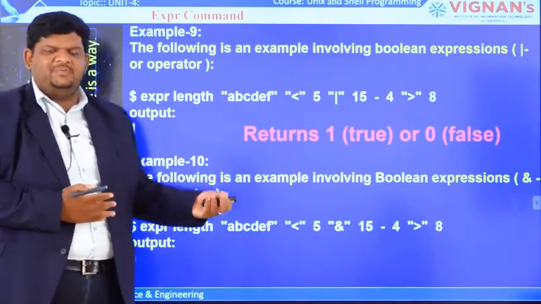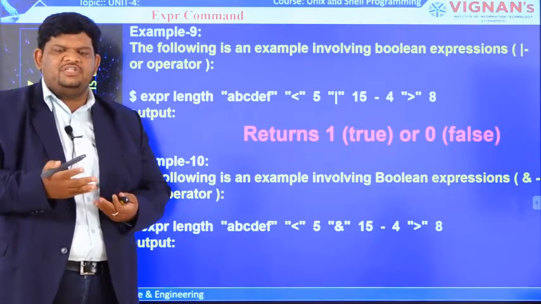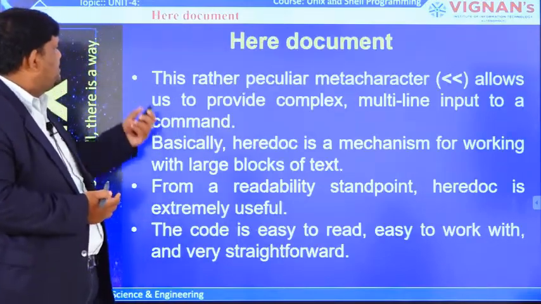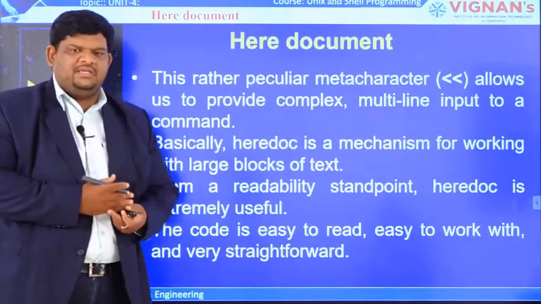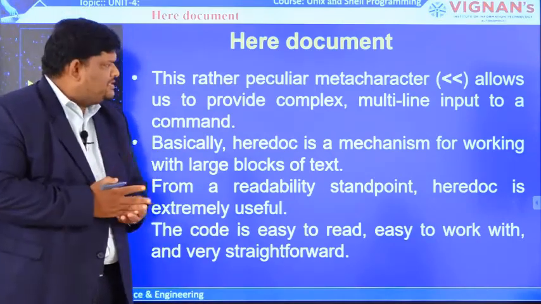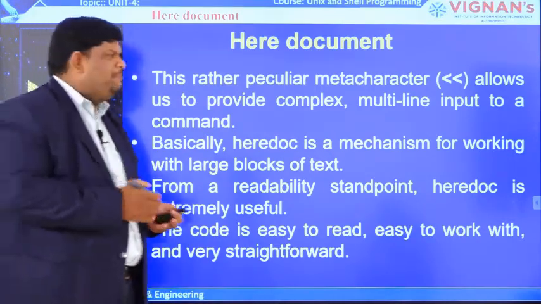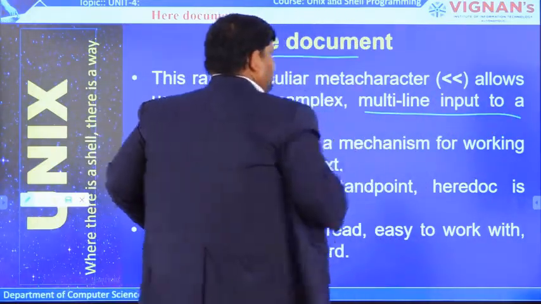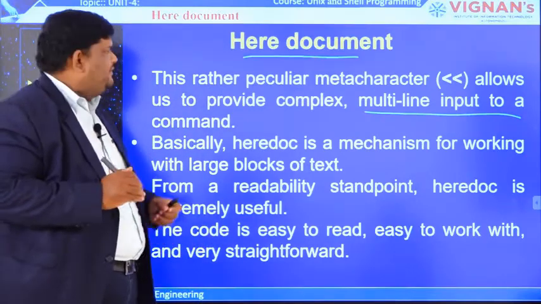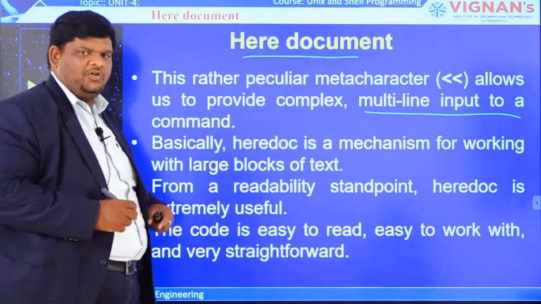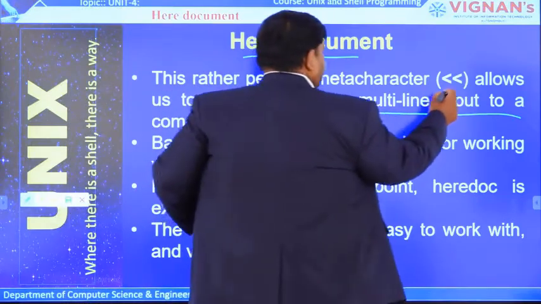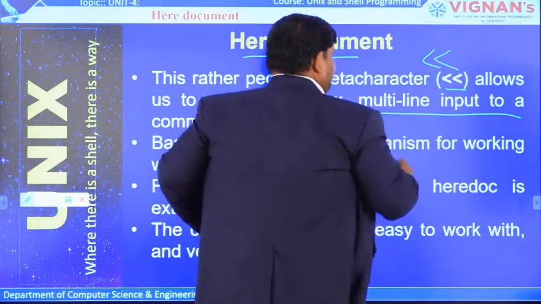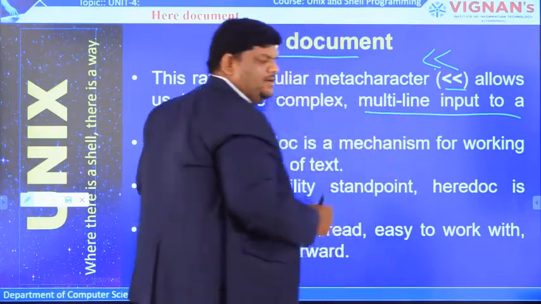With the help of these examples, we saw how to evaluate expressions with the EXPR command. Now the next topic in this lecture is here document. A here document is used if you want to provide multiple line input; it is only possible with the help of a here document. The syntax is to give these two meta characters continuously without any gap, like this. This indicates the here document.